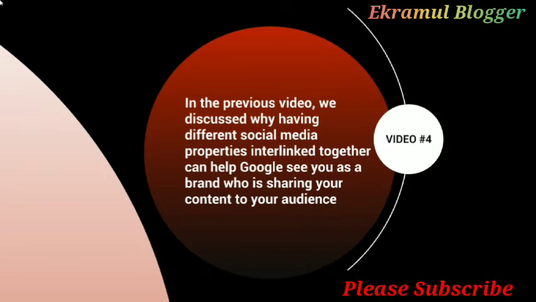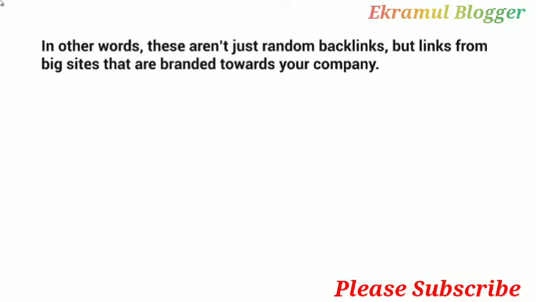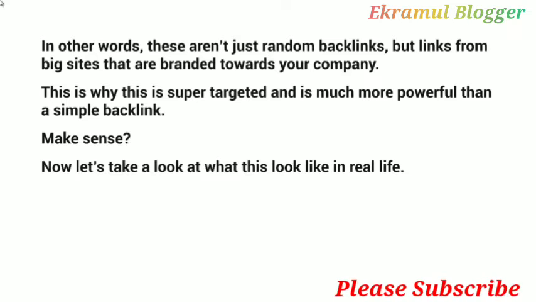So in the previous video, we discussed why having different social media properties interlinked together can help Google see you as a brand who is sharing your content to your audience. In other words, these aren't just random backlinks, but links from big sites that are branded towards your company. And this is why this is super targeted and is much more powerful than a simple backlink. Make sense? So now let's take a look at what this looks like in real life.